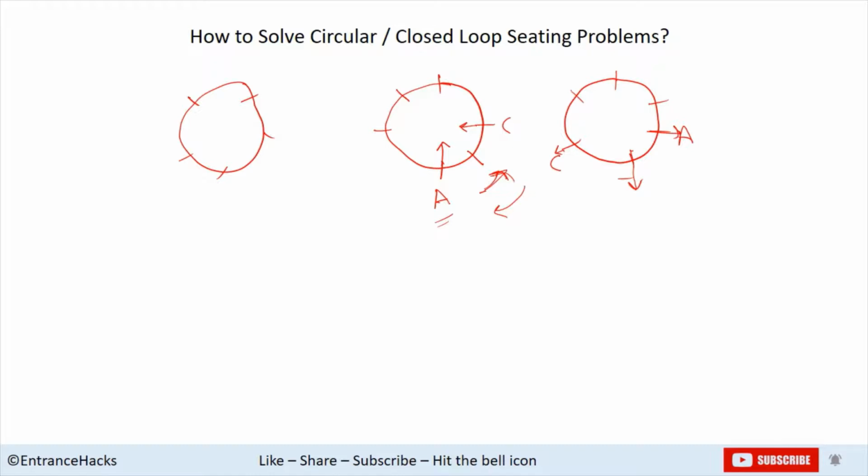So clockwise will be for the right direction and anti-clockwise will be for the left direction. So A is to the left of C here, while C is to the right of A here. The rest of the steps for solving a circular closed loop seating problem are the same as those for a linear seating problem.